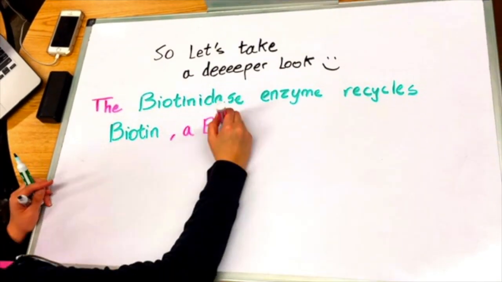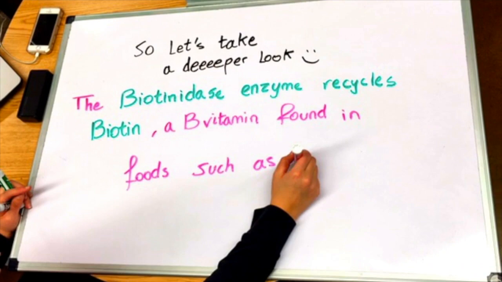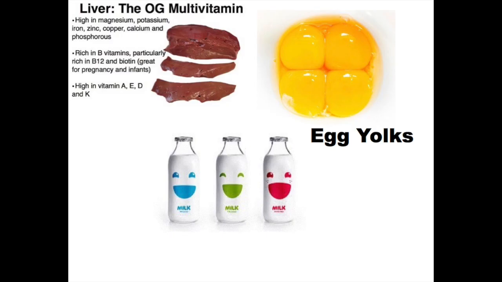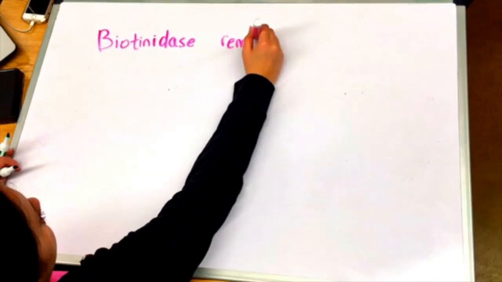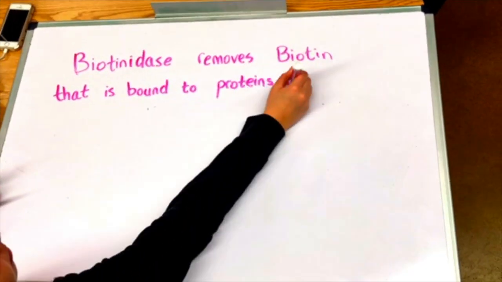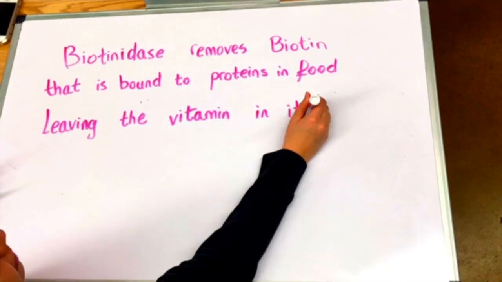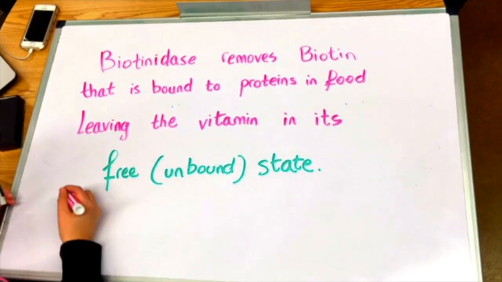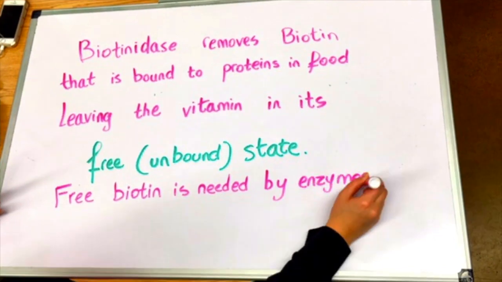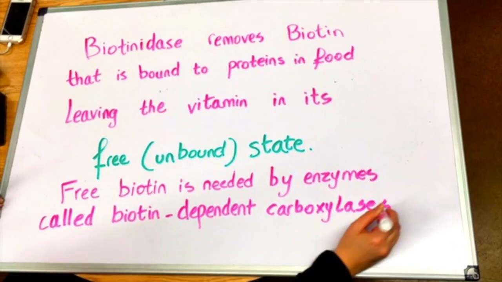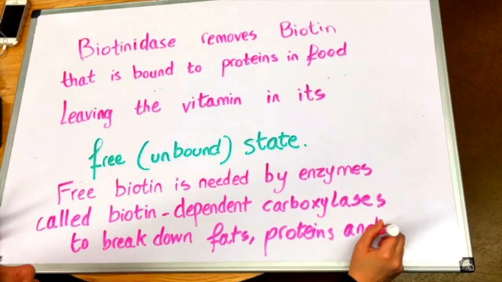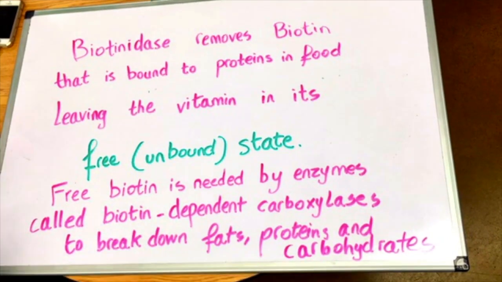The biotinidase enzyme recycles biotin, a B vitamin, popularly known as vitamin H, found in liver, egg yolks, and milk. It removes biotin that is bound to proteins in food, leaving the vitamin in its free or unbound state. And free biotin is needed by enzymes called biotin-dependent carboxylases to break down fats, proteins, and carbs.